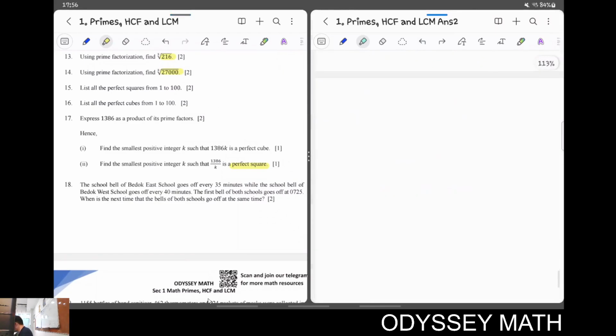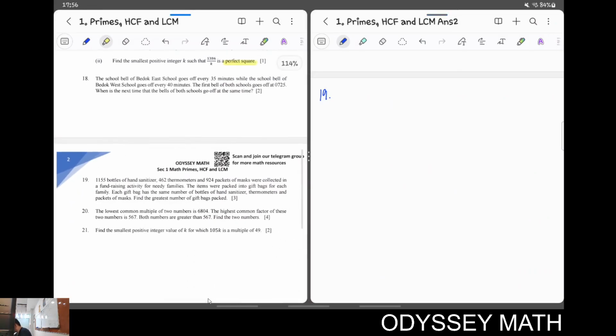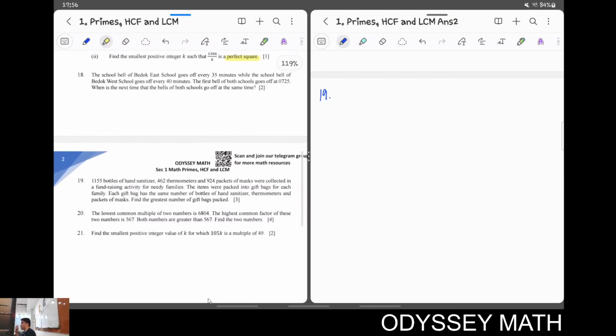Now let's do question number 19. Okay, for question number 19, 1,155 bottles of hand sanitizers, 462 thermometers, and 924 packets of masks were collected in a fundraising activity for needy families. The items were packed into gift bags for each family. Each gift bag has the same number of bottles of hand sanitizer, thermometers, and packets of masks. Find the greatest number of gift packs packed.